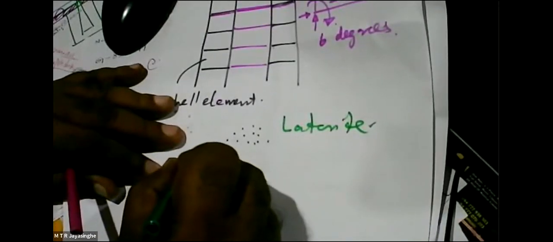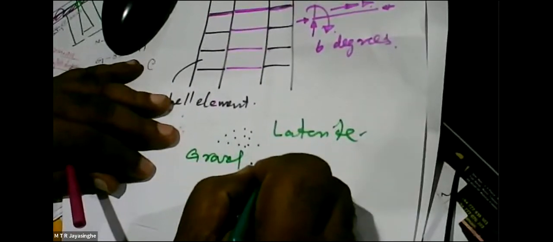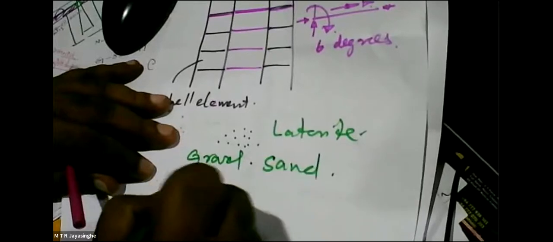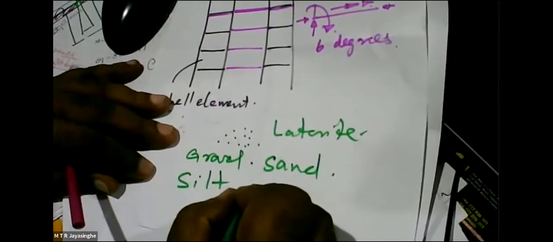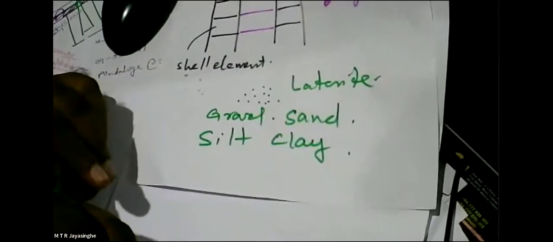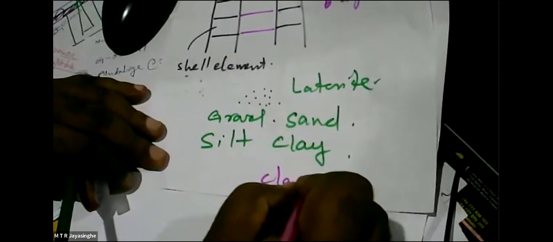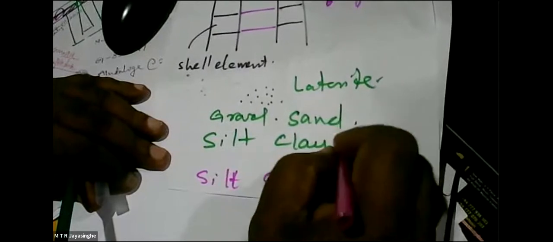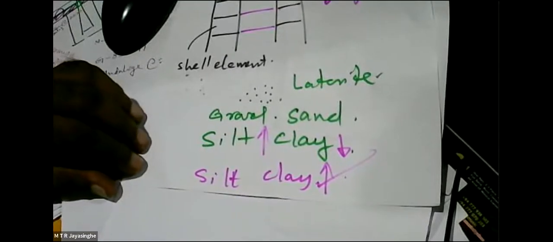And what is the specialty of laterite soil? You get a lot of gravel, you get sand, then you get silt, then you get clay. So there are 4 ingredients. If you take a European soil, the clay is very high. Our clay is very low and silt is high. What is the implication of this?